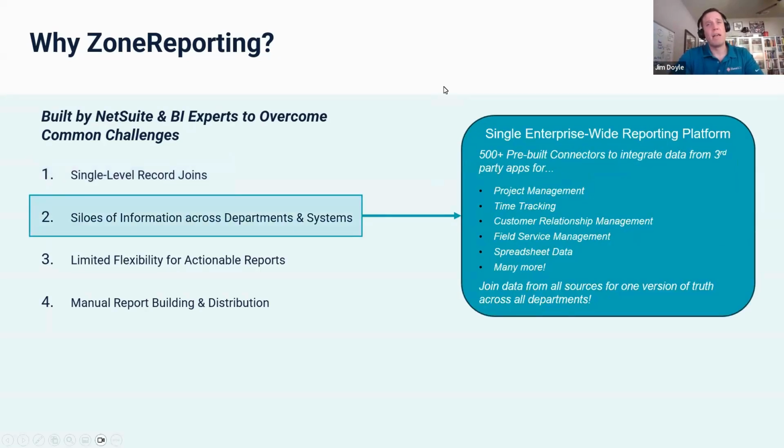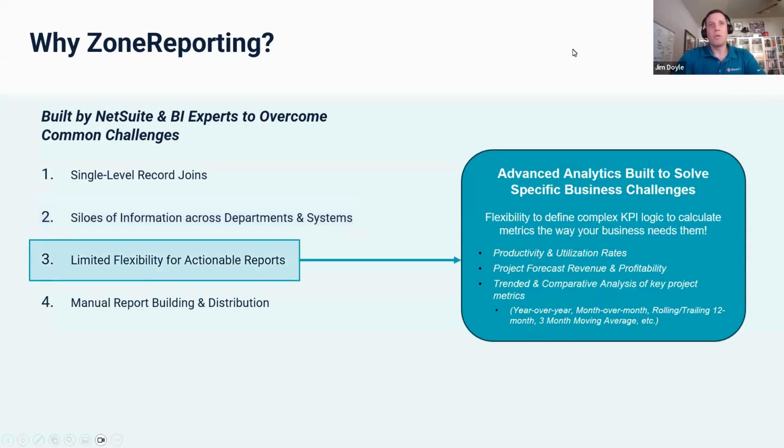And then we also can help with silos of information, whether that's across departments that are using different areas of NetSuite or even systems. There's hundreds of pre-built connectors for Power BI to bring in external data from apps for project management, timekeeping or time tracking, CRM data, field service management, spreadsheet data, like I mentioned earlier, and many more. We can join data from all these sources to give you one version of the truth across all your departments, and it opens up all the data you need to calculate KPIs when you're blending it with your NetSuite financial data. And then we also can help with, I would say, the ability to define business-specific KPIs and metrics.